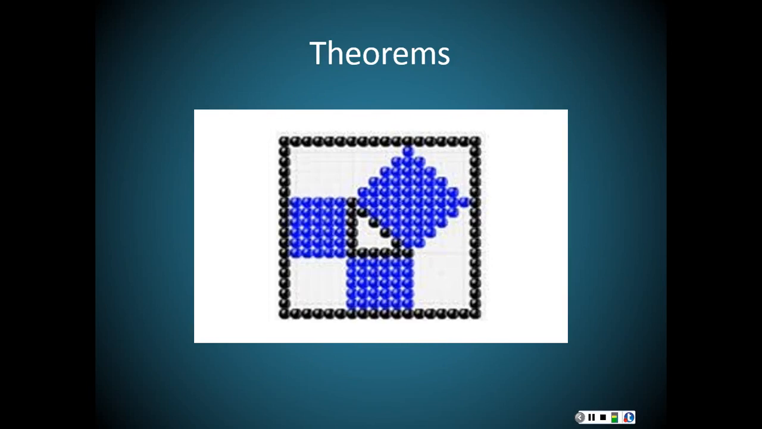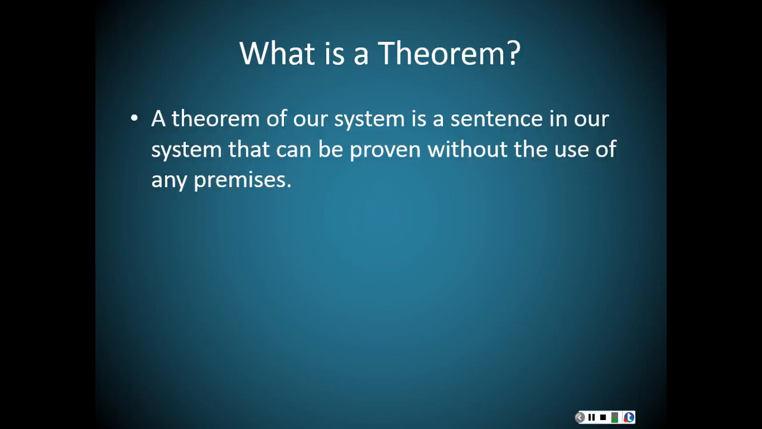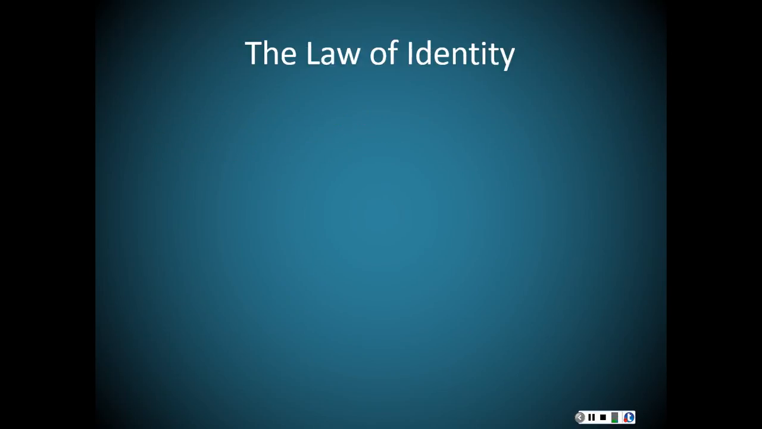So let's begin by talking about the notion of a theorem. A theorem in our system is a sentence of our system that can be proven without the use of any premises. So we've already encountered one example of a theorem in our system. We encountered that example when we introduced the rule of assumption.